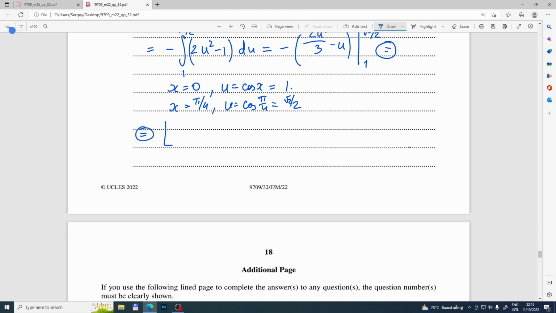And now it's time to substitute the limits. Minus will be in front. Okay, so simplify that and we get minus 1 minus square root of 2 over 3. And we can write it as square root of 2 minus 1 over 3. And that will be my final answer for this question.